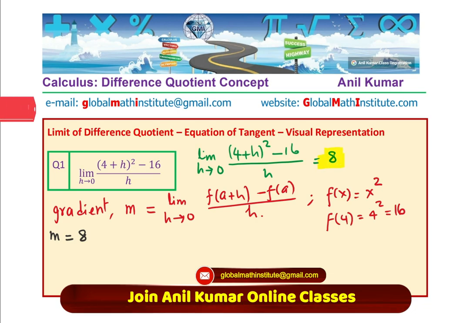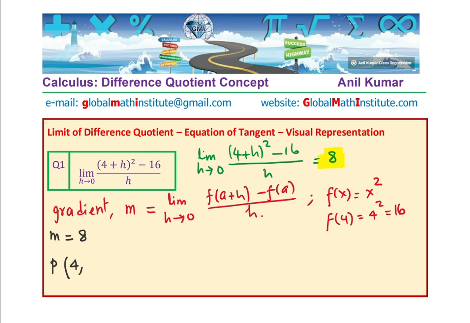which is the value of this limit, and the point P on the curve is x value 4 and y is f(a) 16. Perfect. So that becomes the given point. Now you have to find the equation of tangent.